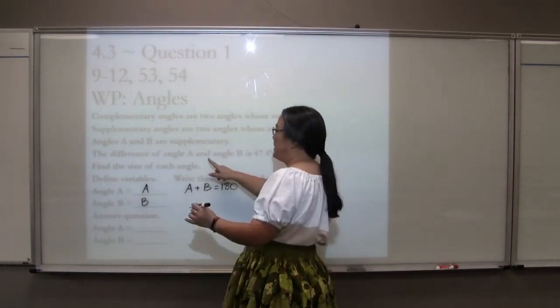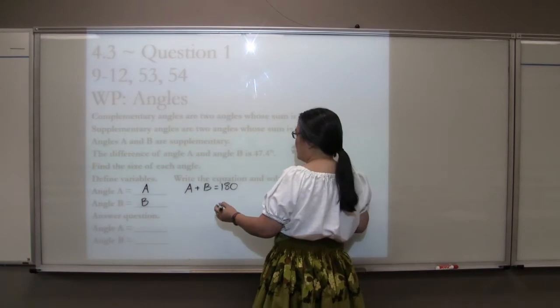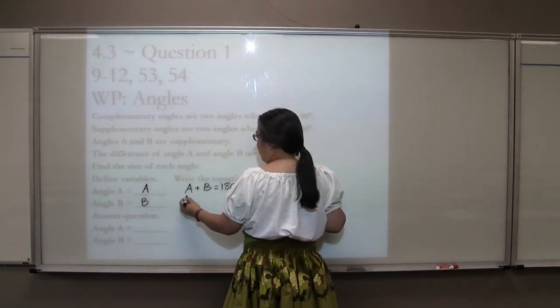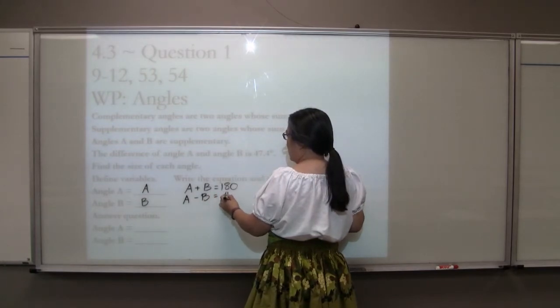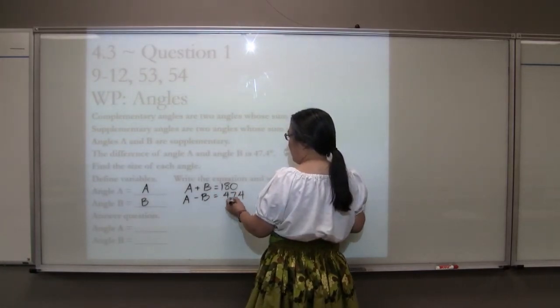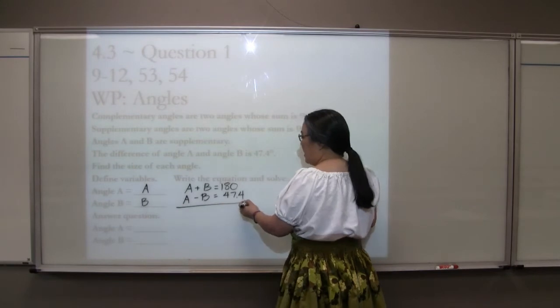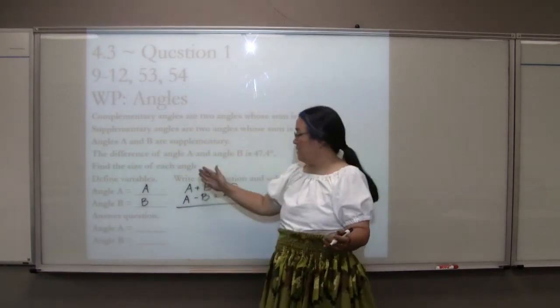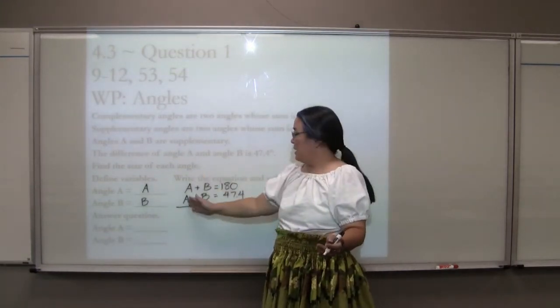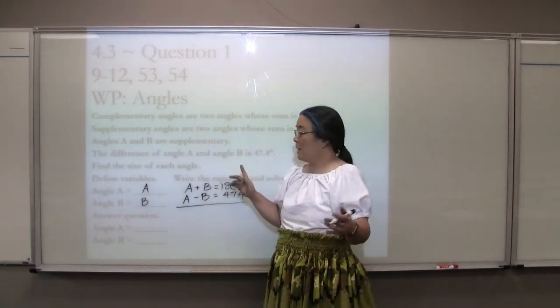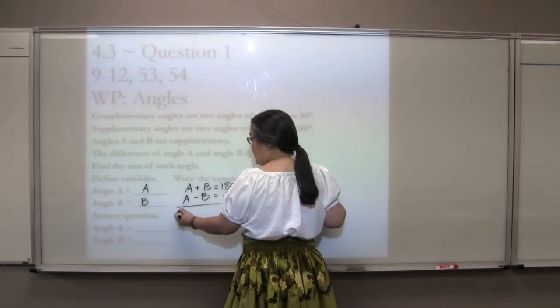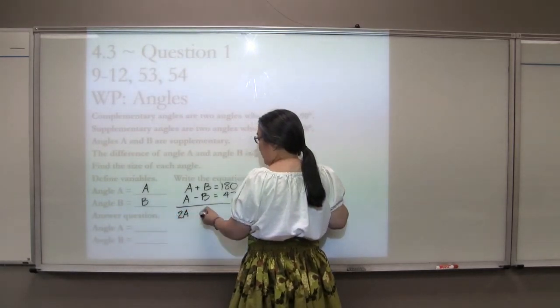But wait, there's more. The difference of angles A and B is 47.4. So if we have A minus B, we will get 47.4. Elimination is amazing. If you look, they're all lined up. Instead of x's, y's equals number, it's a's, b's equals number. A plus A gives us 2A. The b's will cancel out.